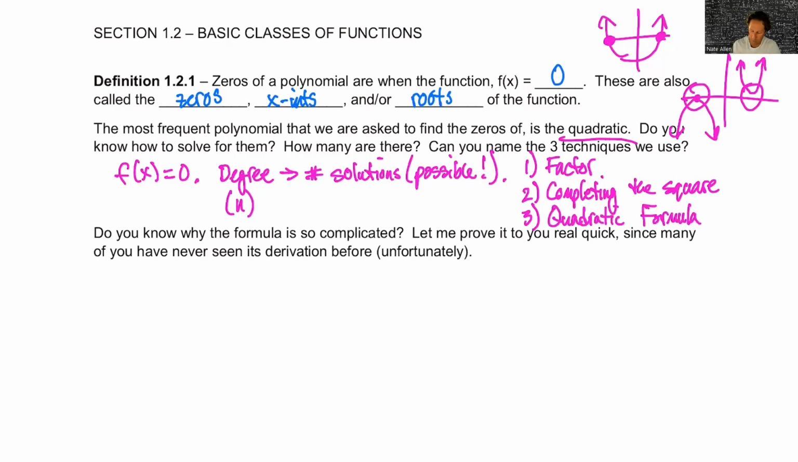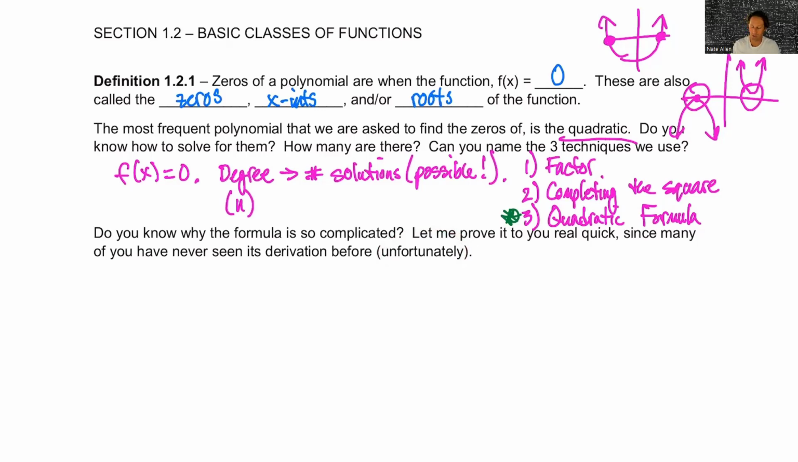Although many of you probably know the quadratic formula by heart, you probably don't know why it's that nasty thing. So I'm going to answer that for you right now by proving it to you, hopefully quickly, because unfortunately, I doubt many of you have seen it unless you've been in a previous one of my classes. I know for sure you have.